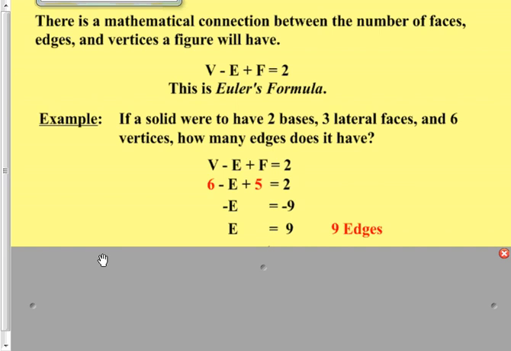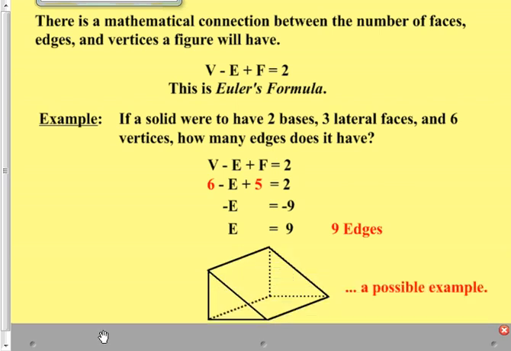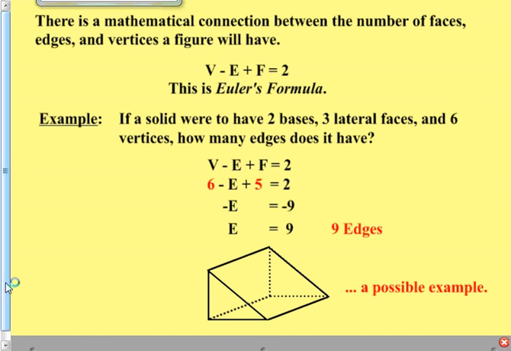We face problems like this very often where they give us some of the information, vertices, edges, and faces for Euler's formula, and ask us to find the missing piece of information. It's also possible they may give you a diagram and ask which of the diagrams actually matches it up. Okay, and here's one possible look at a diagram, a solid, that would match this particular situation. 2 bases, 3 lateral faces, 6 vertices, and that would give it 9 edges. So there's one possibility.